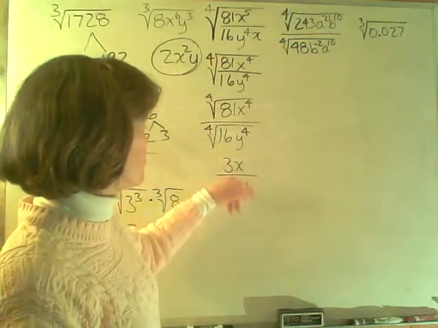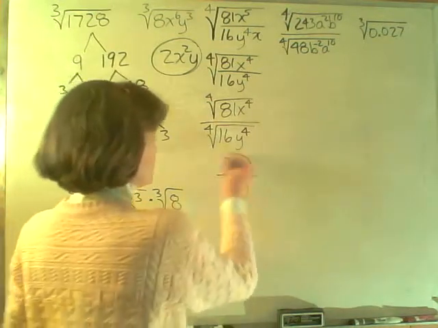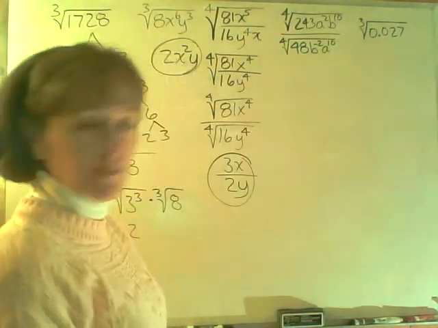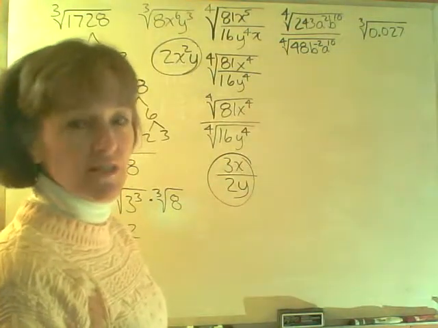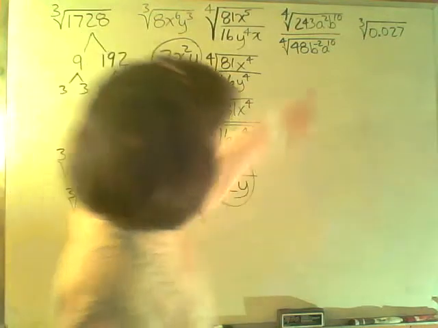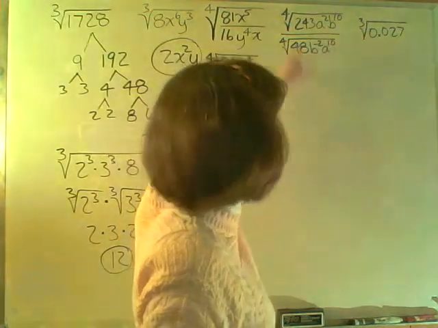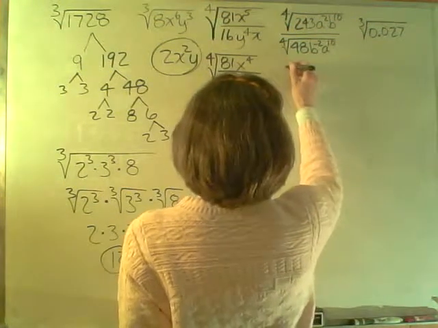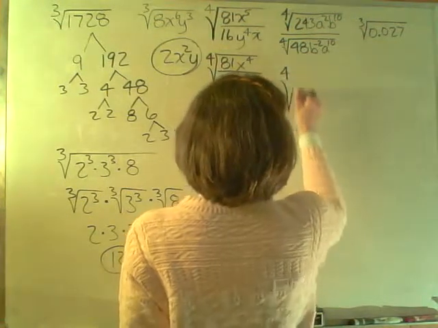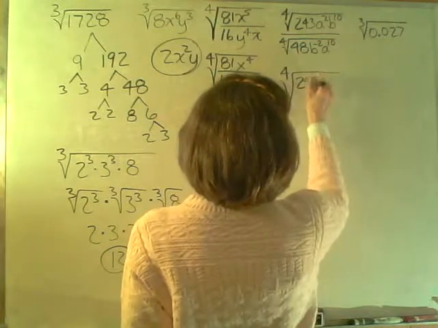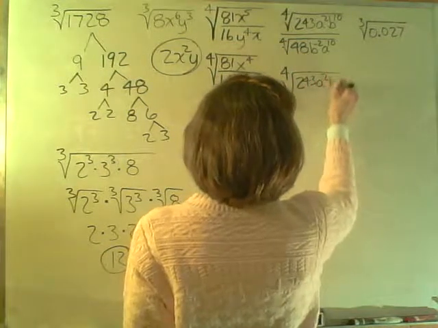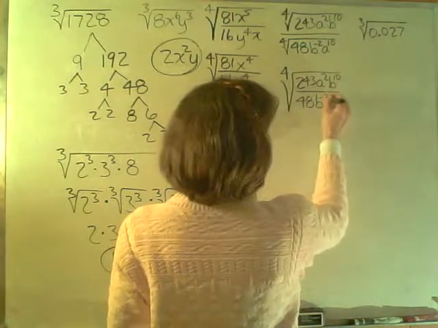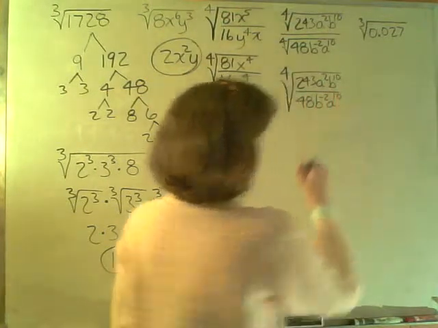Same thing for the y, the 3, and the x. So this simplifies to 3x over 2y. Now, in this fraction, I've written them separately, but I'm going to need to combine them because I cannot take the fourth root of any of these things, not any of them at all. So let's write it as one fraction, 243 a squared b to the 10th over 48 b to the negative 2 a to the 10.